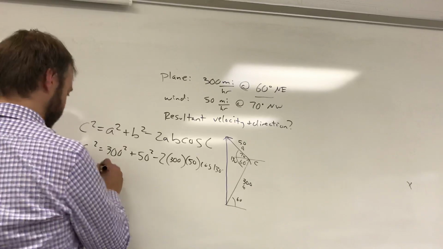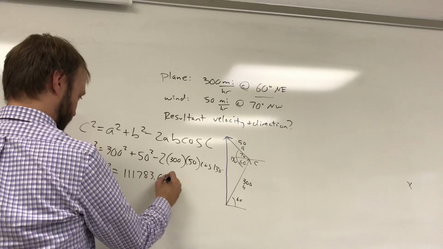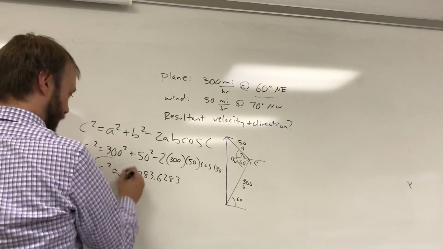Now be careful, this is c squared. You're going to get a number that's ridiculous. It's about 111,783.6283, okay? Take the square root of both parts.